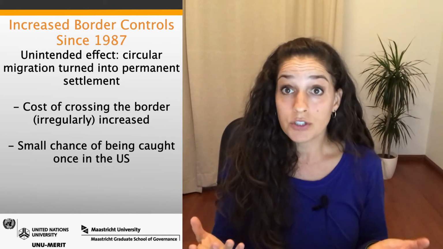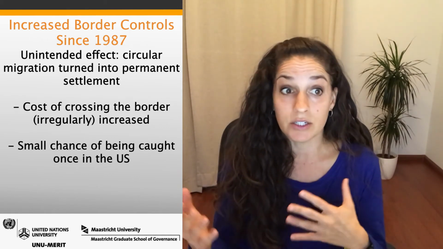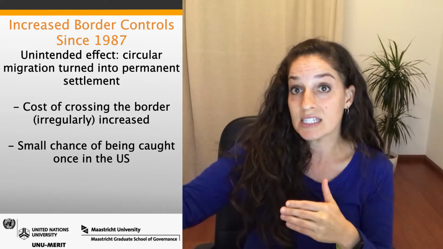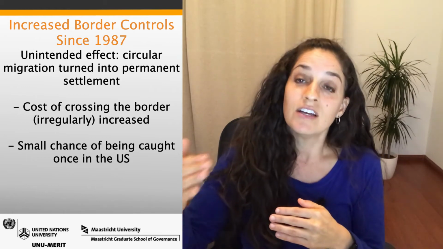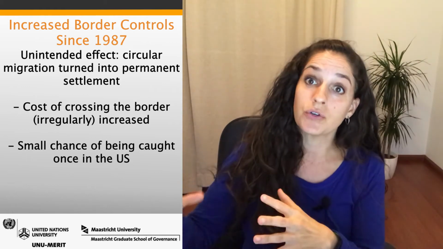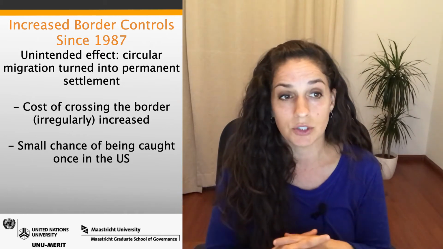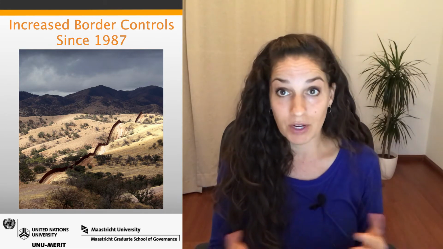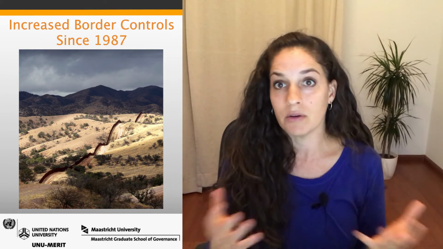So the cost of crossing borders irregularly highly increased, and people also know that there was a small chance of being caught once inside of the United States. So this really stopped the circularity in migration and turned a lot of that into permanent irregular migration to the US. There were also further enhancement of border controls in the 1990s and 2000s, but the demand for Mexican labor in the US actually hadn't decreased. There was just more and more enforcement of irregular migration along the border. So you can see that this is also a system that is ripe for long-term permanent irregular migration in the United States.